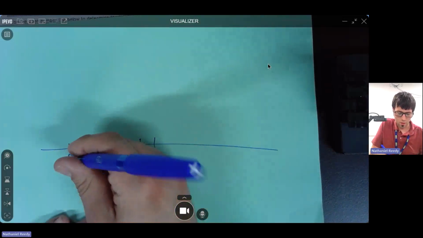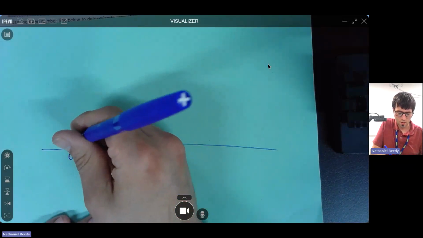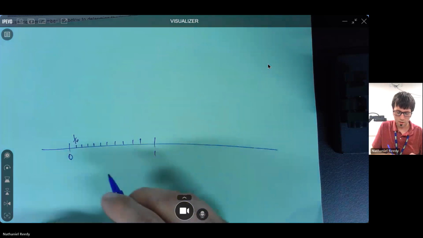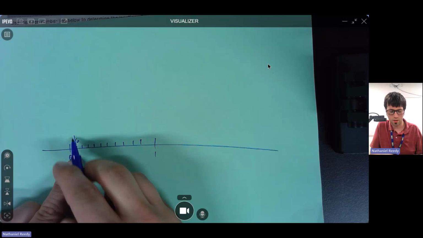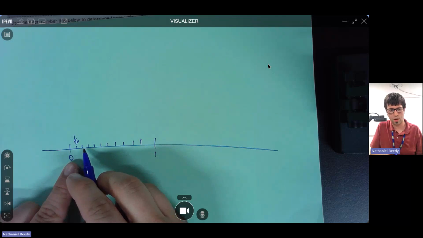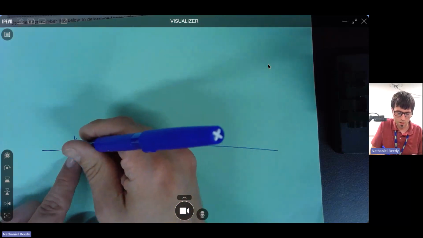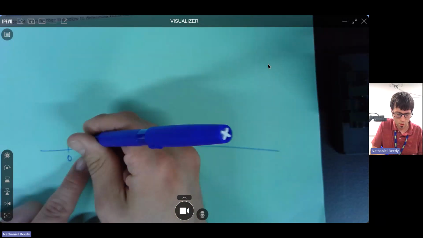But so these are each a 10th of 1. So since I divided 1 into 10 parts, that's 1/10, if you remember your fractions. And then the next one would be another 10th over, 2/10.